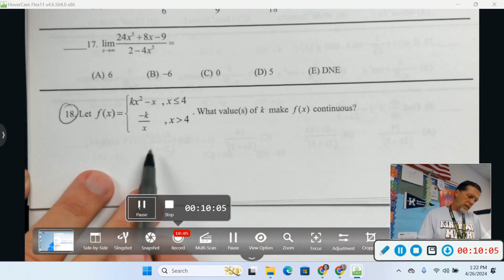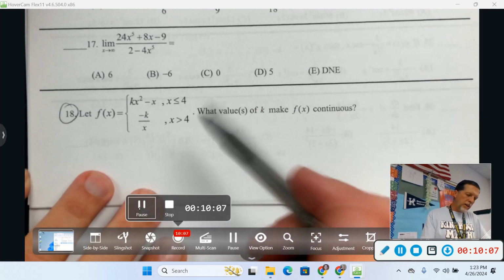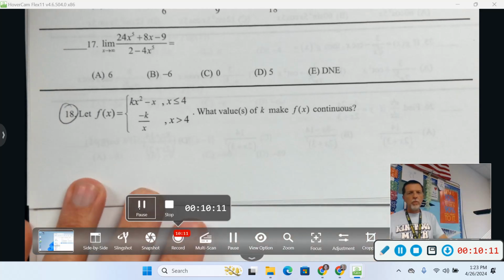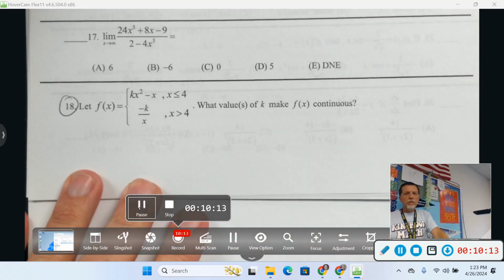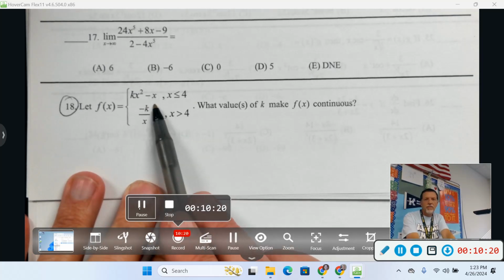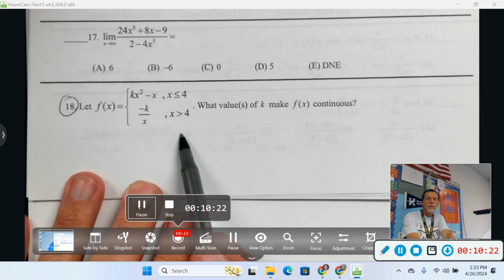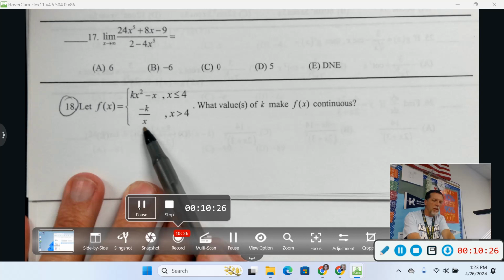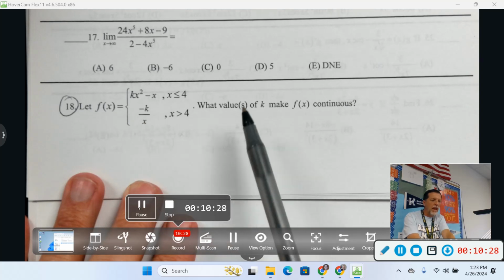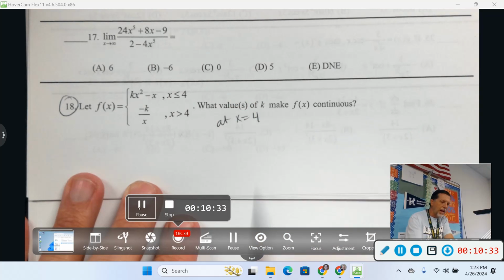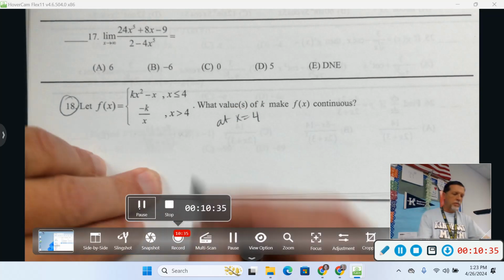Number 18. Before I read anything, I see that it's piecewise, so something's probably going on at 4 that I'm going to have to worry about. What value of k makes f of x continuous? Well, left of 4, it's this parabola, so that's always continuous. That's not a problem. Right of 4, it's this thing, but that would only be a problem at 0, so I'm not worried about that. What I'm worried about is at 4, I need the left limit and the right limit to be the same.